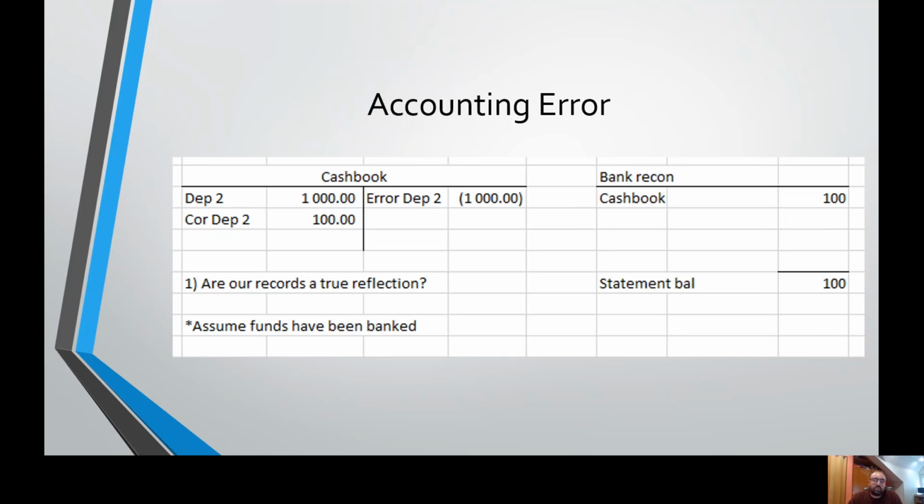So rule 1 was add outstanding checks. Rule 2 is decrease outstanding deposits. And rule 3 is when we've made the error in our accounting records, we have to fix our accounting records. We don't enter it on the bank recon because it's not a fix that will happen through someone else at a later stage. We have to fix our record so that it is a true reflection.